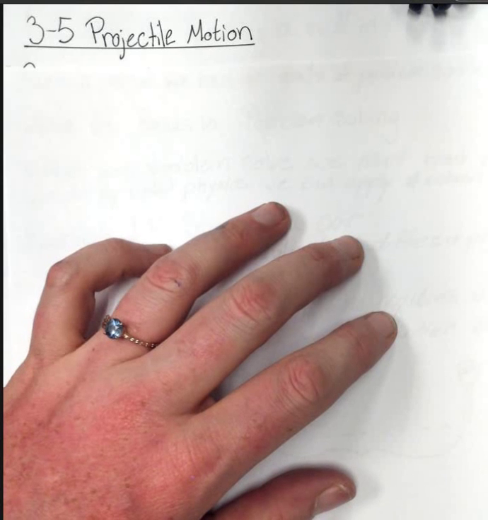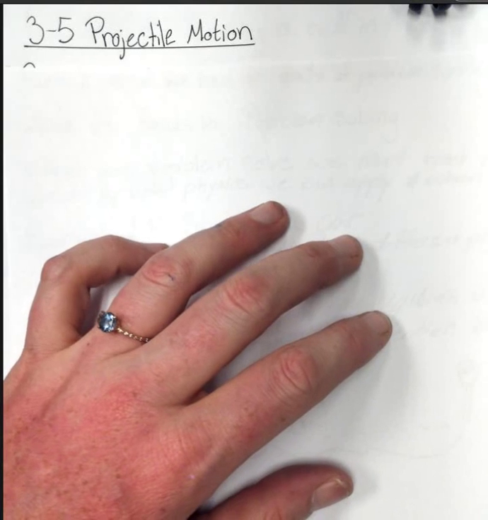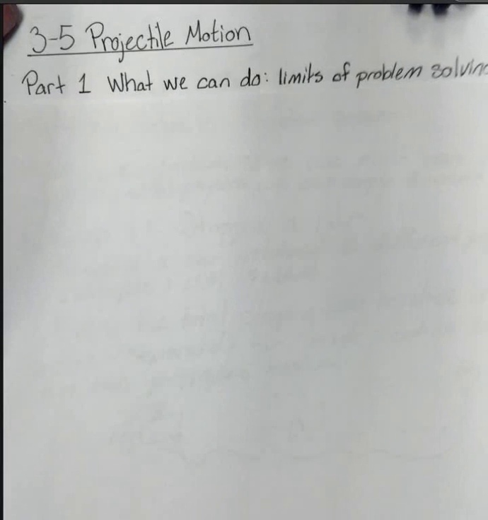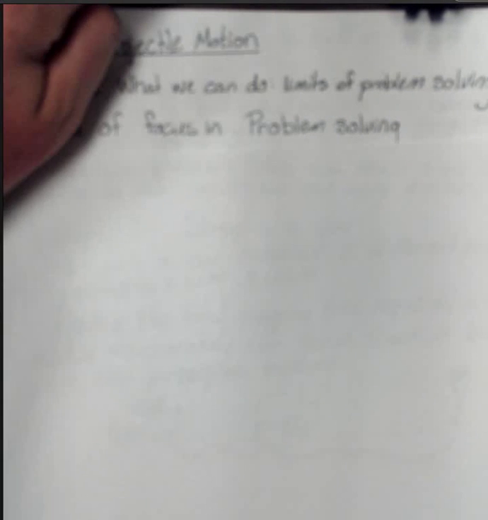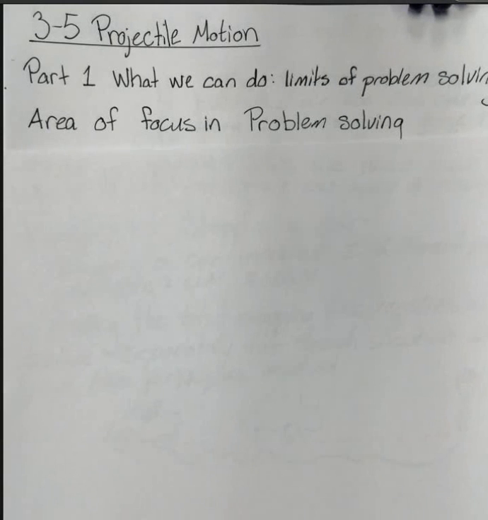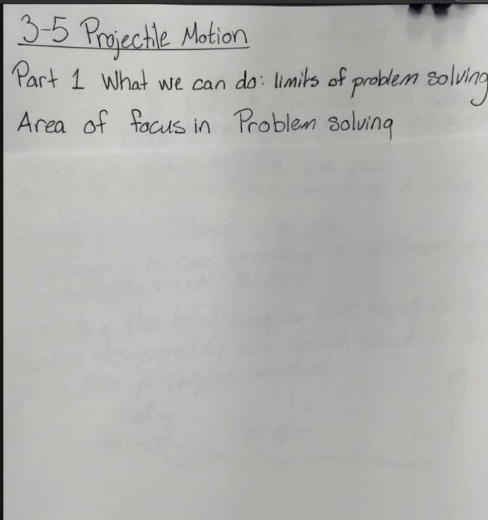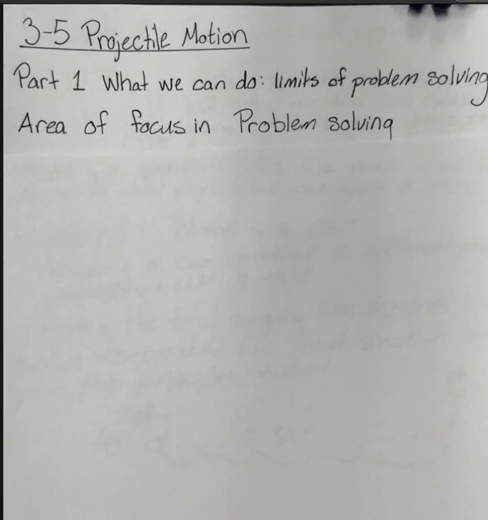Alright, so we're going to start talking about projectile motion. And what I want to do is break section 3.5 into a few different parts. Part 1 is what we can do and the limits of problem solving. That's exactly what this video is about: what we can do and what our limits of problem solving are. We're going to focus on what areas we can focus on in problem solving, and how we establish the area of focus and use it to solve problems.